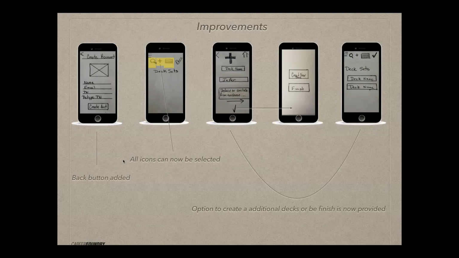So I began with my improvements. Of course, I added a back button to the Create Account page. I made sure that all icons could be selected on the home page. This way I can actually test if users understand what each icon means, or if I need to make more improvements. And to the Create Deck option, I went ahead and made sure that once you were done with your current deck, it would give you the option to create a deck before going back home.